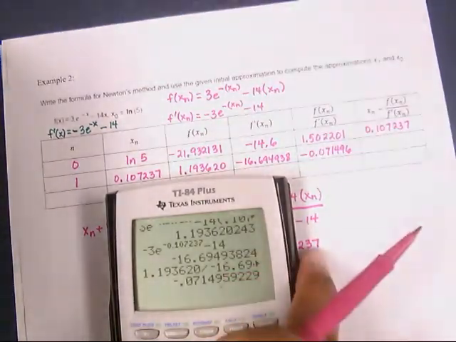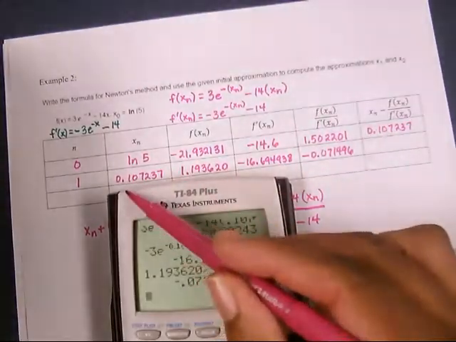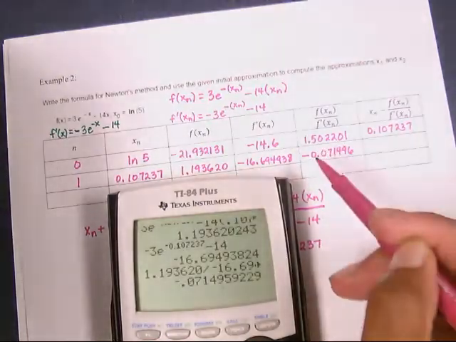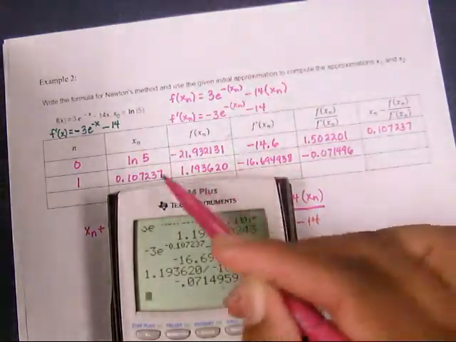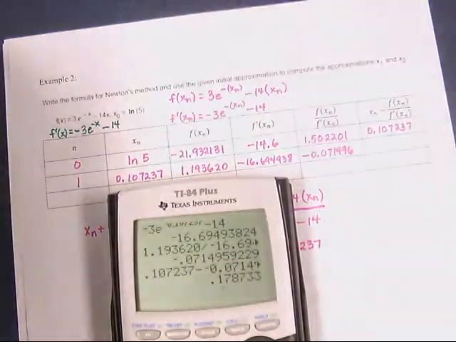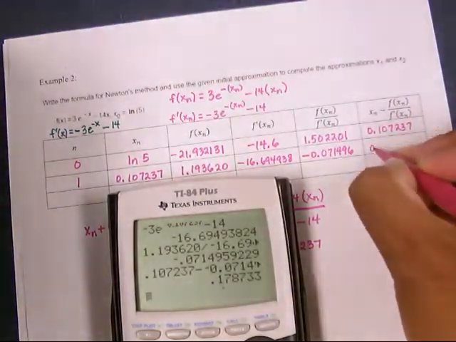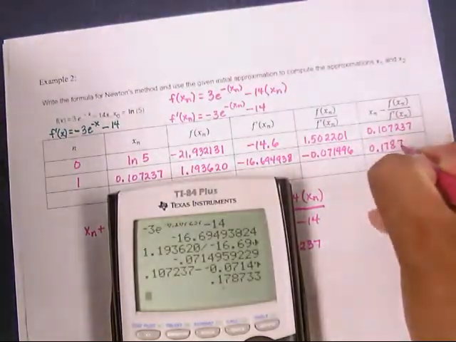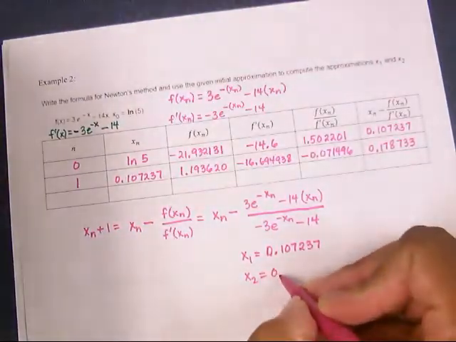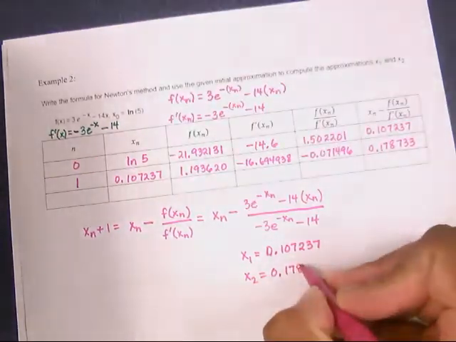And then finally, x of n, that's this number right here, minus this number right here. That's the f of x of n divided by f prime of x of n. So it'll be 0.107237 minus a negative 0.071496. You get approximately 0.178733. That's going to be what x sub 2 is going to be.